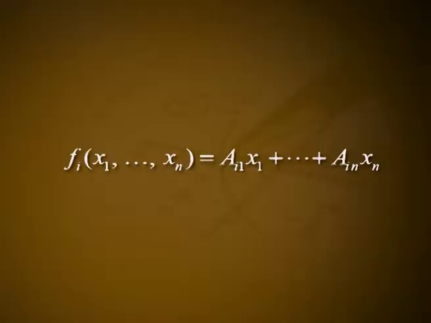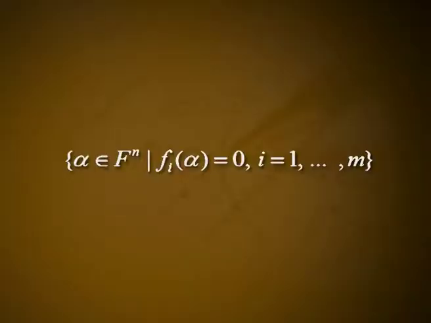Now, let f_i, i equal to 1 etc. m, be the linear function on F^n defined by f_i of x_1 etc. x_n equal to a_i1 x_1 plus etc. a_in x_n. Then finding the solution space of the system of linear equations is equivalent to finding the subspace, the set of all alpha belonging to F^n such that f_i of alpha equals 0, i equal to 1 etc. m, that is we are seeking the subspace annihilated by f_1, f_2 etc. f_m. Row reduction of the coefficient matrix provides us with a systematic method of finding this subspace.